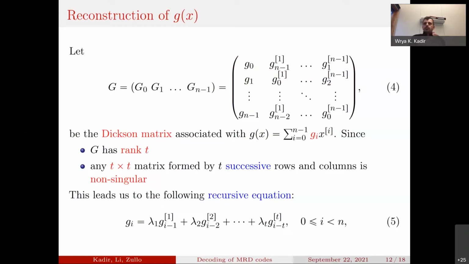We already mentioned that it has two nice properties. It has rank t, because the error vector has rank t, and any t by t submatrix of this matrix is non-singular. So this leads us to the following recursive equation. For example, we can write G_t as a linear combination of the columns. These are the columns of these matrices. So the column G_t can be written as a linear combination of the columns G_0 till G_{t-1}. So it will give this recursive equation.